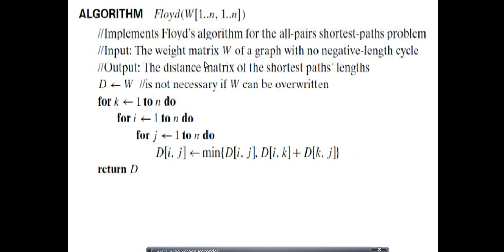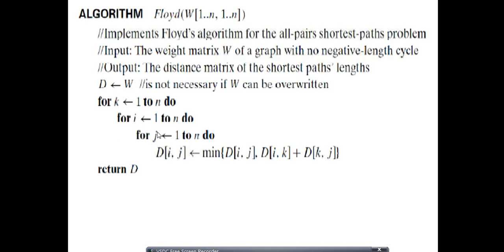Okay, here are the algorithm steps. Implement the applied algorithm for the all pair shortest path problem. Here the input is what? A weight matrix W of a graph with no negative length cycle. No negative length cycle means there are no negative values, and the output is the distance matrix of the shortest path lengths.